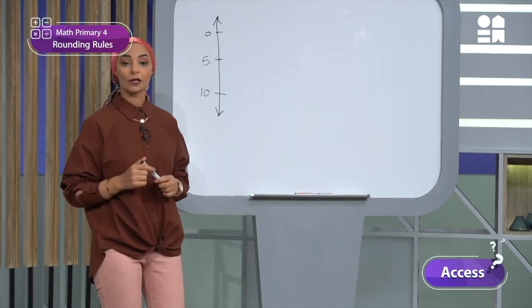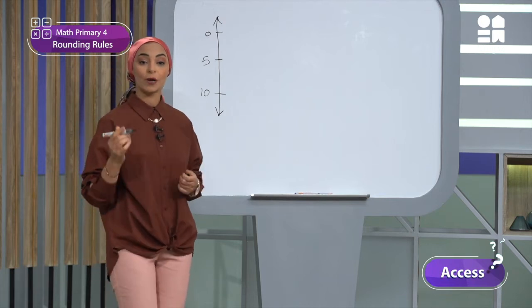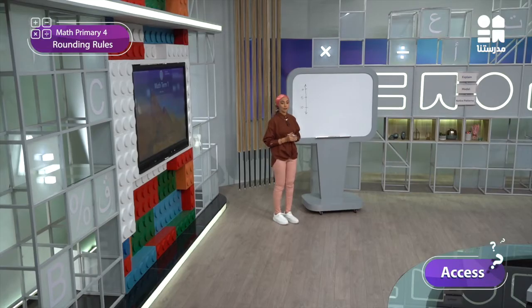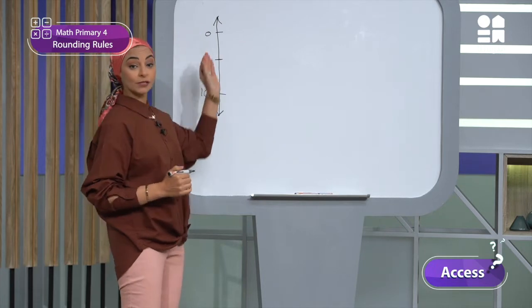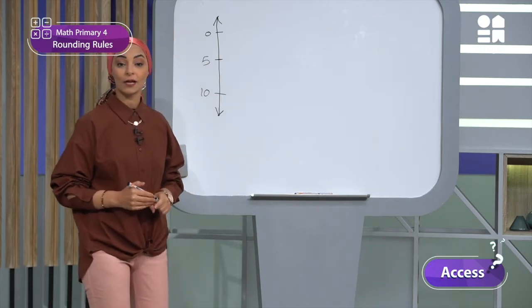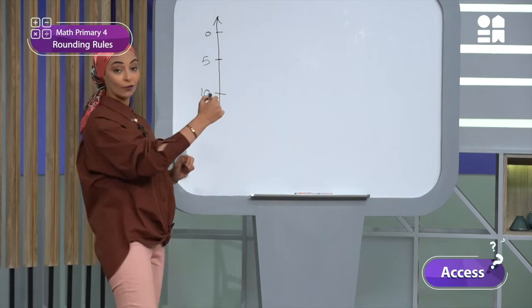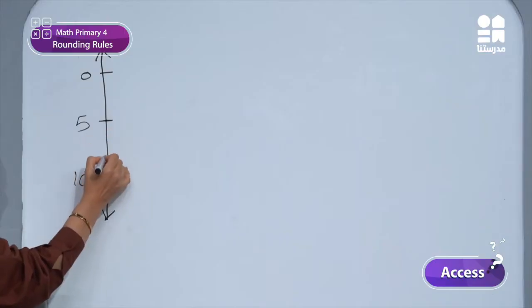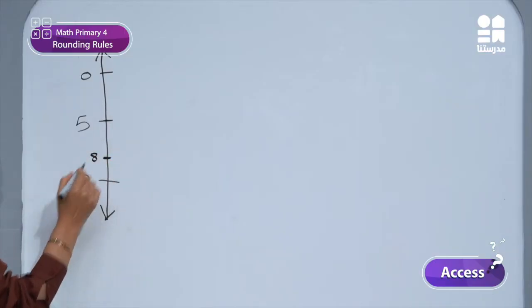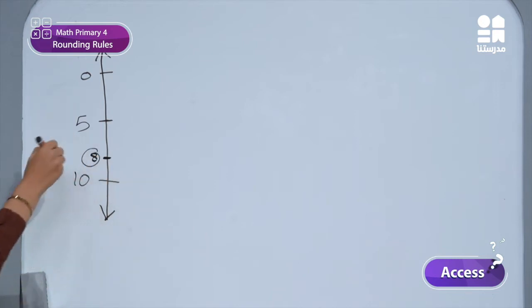On the same line, where would we put 8? Where should I put 8? Will it be closer to 0 or closer to 10? Who can tell me? Yes, of course, 8 will be closer to 10. Why? Because 8 is after 5. After 5 come 6, 7, 8, so the 8 can be here. So 8 is closer to 10 or 0?